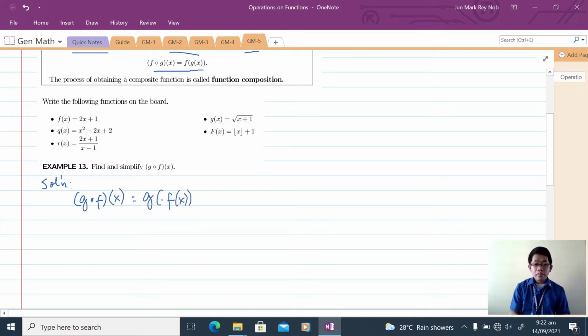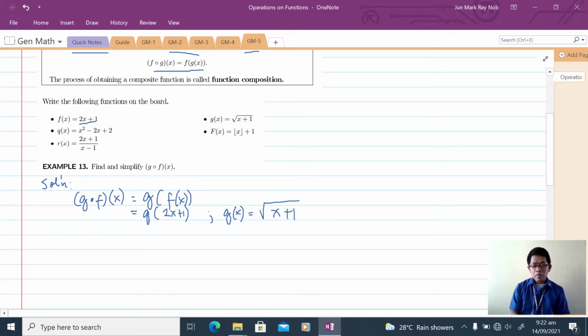Alright, so we know f of x. F of x is actually equal to 2x plus 1, so we will just simply replace f of x by its value, which is 2x plus 1. Now, since we will be solving g of 2x plus 1, we need to determine our function g of x. Based on the given, that's simply equal to the square root of x plus 1.